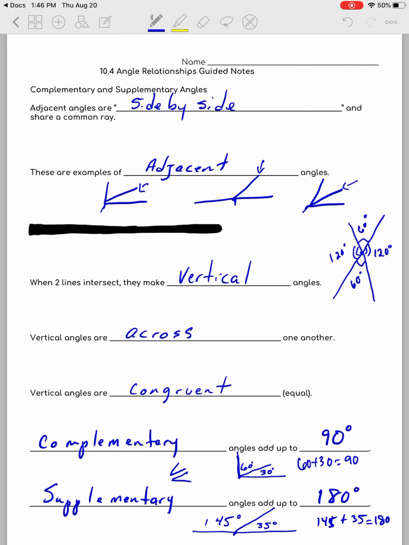I can have supplementary angles that are non-adjacent. That means they have separate walls and vertices, but they equal 180 degrees. So there's your quick tutorial on angle relationships.